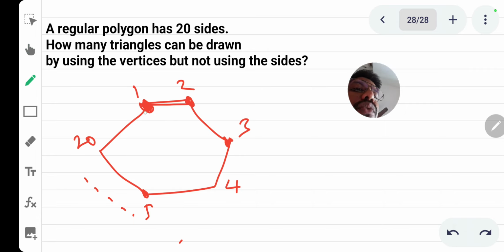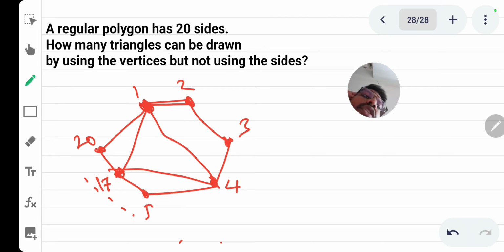But if you select 1 4 and 20, that will also not do, right? That will also not do. Suppose there is some point 17, 1, 17 and 4, and then you draw the triangle. This triangle will be okay. So in short, what they are saying is do not select consecutive vertices.